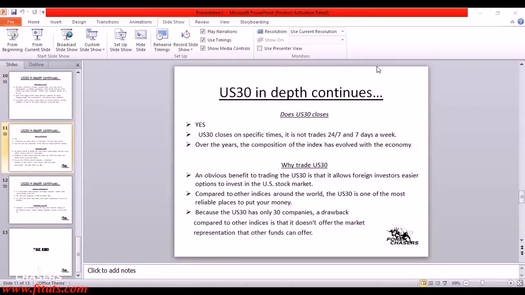Because the US30 has only 30 companies, a drawback compared to other indices is that it doesn't offer the market representation that other funds can offer. It has only 30 companies in it.